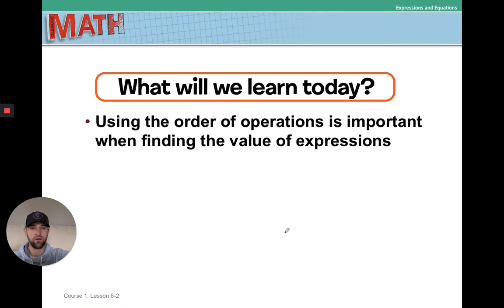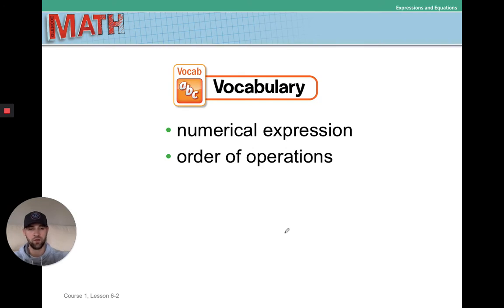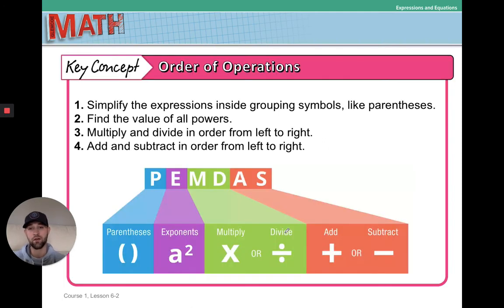Again, using the order of operations, it is important when finding the value of an expression. Okay, you need to use a certain order. To find the value, again, you have to use that proper order. We'll talk about what that looks like. Vocab you might need for today, numerical expression. Numerical expression is just a combination of numbers and operations. So numbers and plus signs, minus signs, multiplication signs, division signs, exponents, parentheses, things like that. Okay. The order of operations is just the way that you're supposed to complete a numerical expression. Okay. And we'll talk about what that means right now.